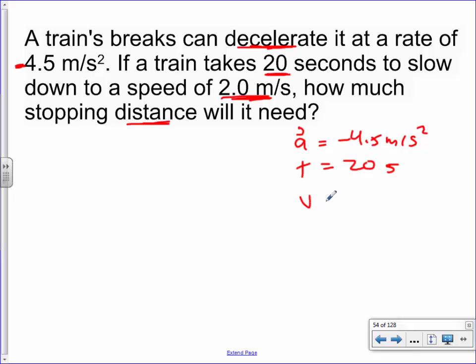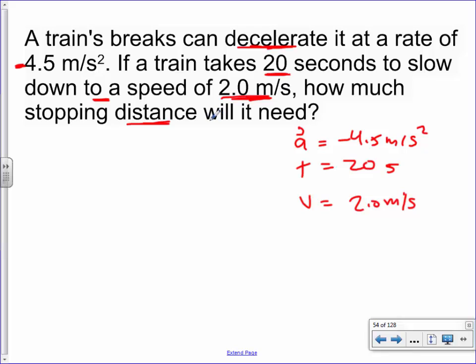We have v for speed of 2 meters per second. But I need to be more specific. In the little corner here, I'm either going to write an I or an F. I right now because it's not the final. Well, actually, it says we're slowing down to a speed of 2 meters per second.